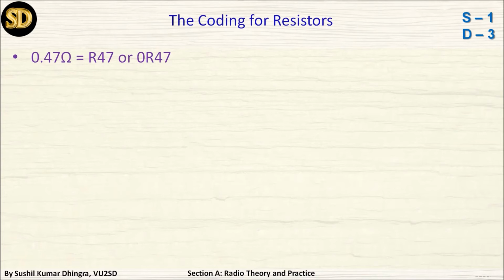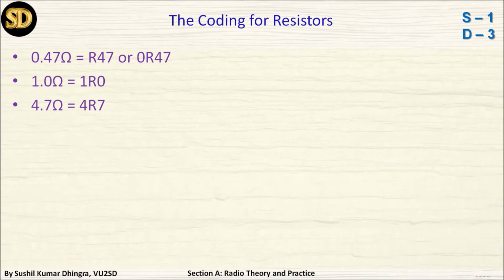If the value of a resistor is just 0.47 ohm, you can write it on paper as R47, it means 0R47. If any value is on the left side of R, it means it is a full value. If it is on the right side of R, it means it is a decimal of that value. So keep this in your mind. In the same way, when the value is 1 ohm or 1.0 ohm, because 0 is also needed after the point, you can write 1R0, or if it is 4.7 ohm, you can say 4R7.